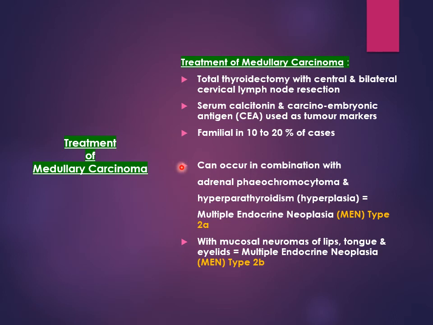These medullary tumors also can occur in combination with adrenal pheochromocytoma and hyperparathyroidism. Okay, and this includes the MEN2 type of neoplasia, multiple endocrine neoplasia, MEN type 2A. So in these cases where it is associated with MEN, these patients have to be referred to the respective specialties for further treatment and management of this MEN type of tumors.